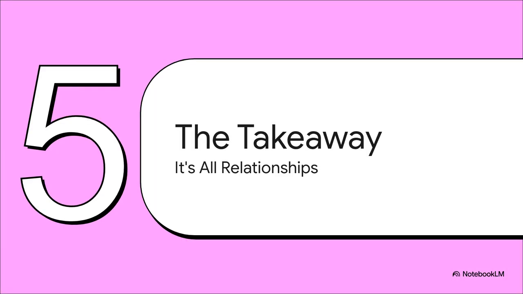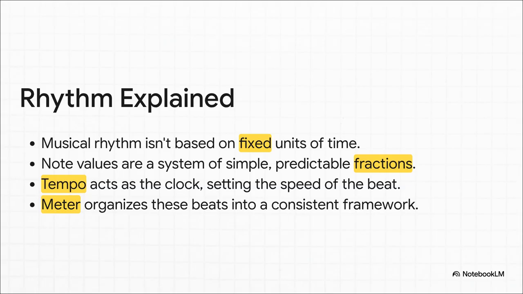All right, so let's wrap this all up. What's the big takeaway here? So we started with what seems like a really tricky question, right? But it turns out musical rhythm isn't based on fixed seconds or minutes. It's built on this really elegant, predictable system of fractions. You have your note values, which are all just divisions of each other. Then you have the tempo, which acts like the clock setting the speed of the beat. And finally, you have the meter, which organizes all those beats into a steady, consistent framework.